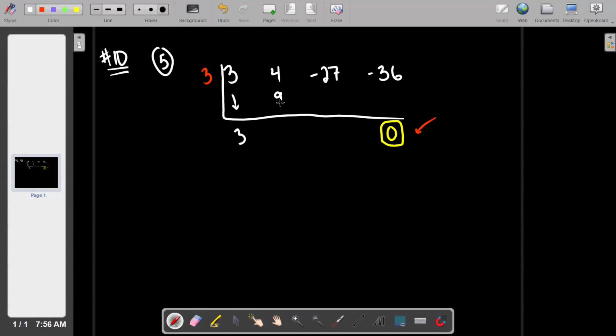3 and 3 make 9. 4 and 9 make 13. 3 and 13 make 39. Negative 27 and 39 make 12. And then, do you have any questions about that process? Okay, so we know one of our answers, indeed, we just verified it, is x equals 3. So that was not a lie. And now how are we going to find the other two?